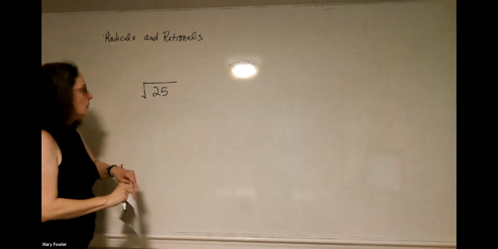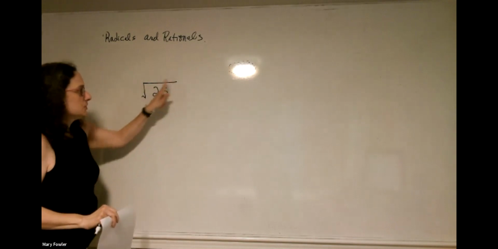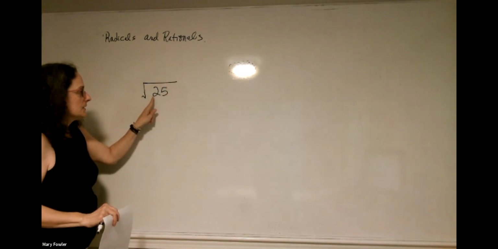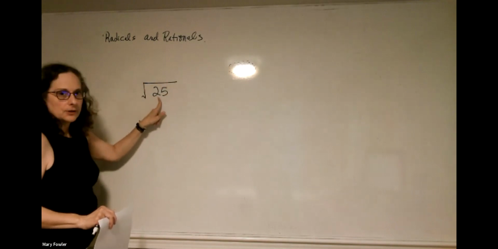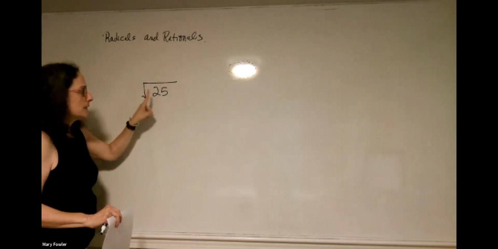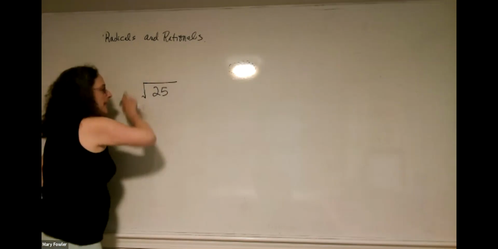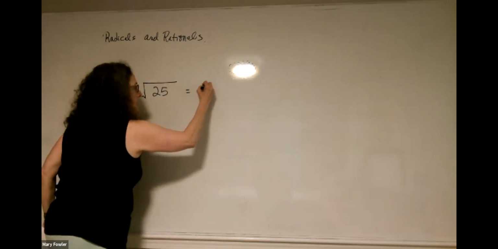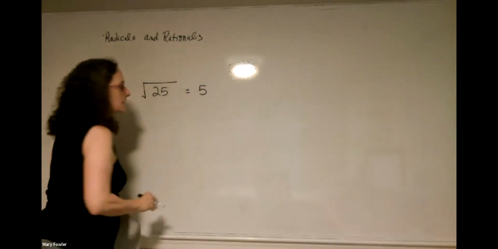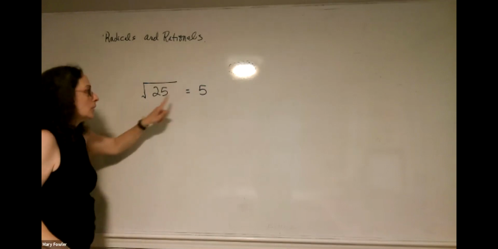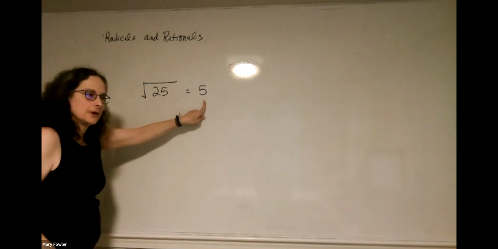Okay, so what this notation means is we want to find the positive number that when we multiply it by itself, we get 25. By definition, we are looking at positive 5 here.